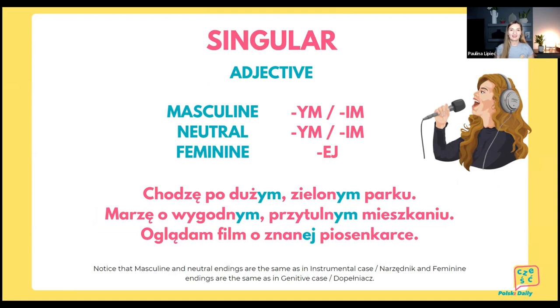Okay, and when we're done with plural, which took us a few seconds, we can talk about adjectives. In singular, we have only two or three endings. For masculine and neutral, it will be the same. It will be im or im. So you would use im after hard consonants and you would use im, especially after K and G.